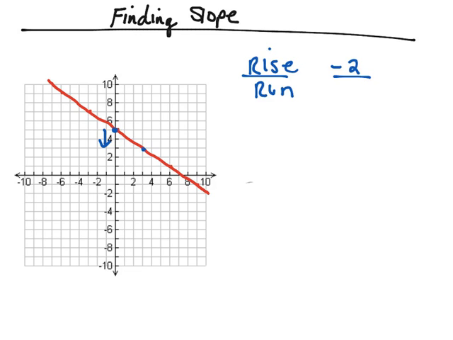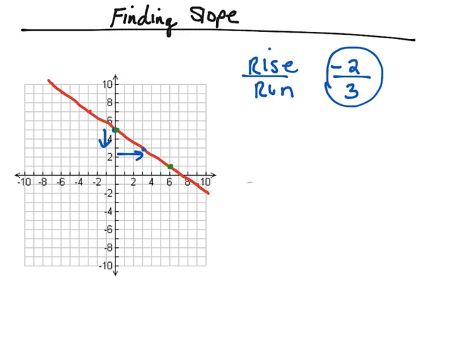Now I'm going to have to figure out how much I might run. So notice I'm going to have to run 1, 2, 3 units. Therefore my slope for this line is negative 2 over 3. I went down 2 and over 3. But again, what if I didn't choose those 2 points? What if I had chosen some other points, such as maybe this point here and this point over here?